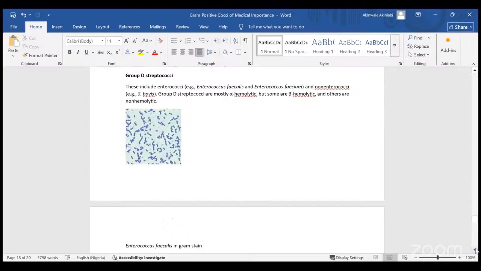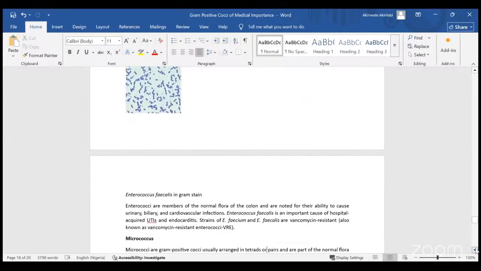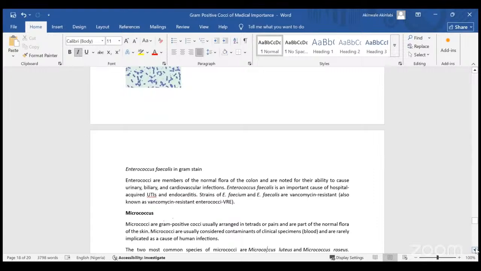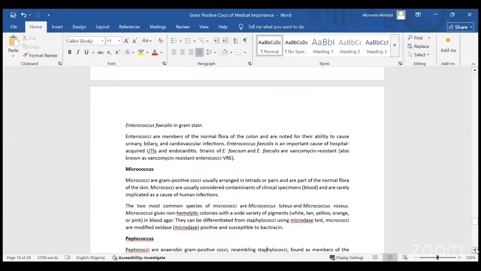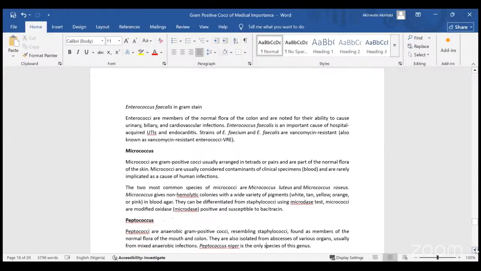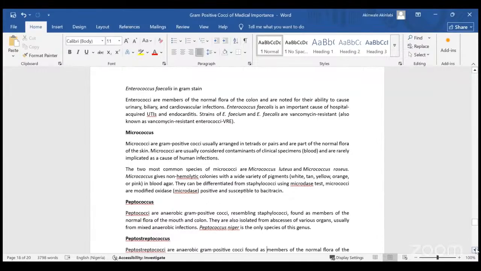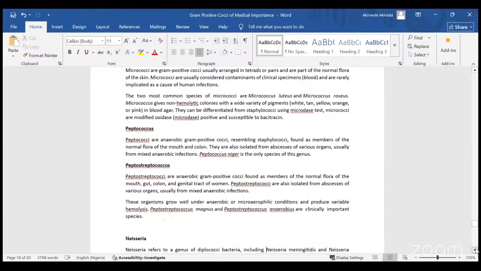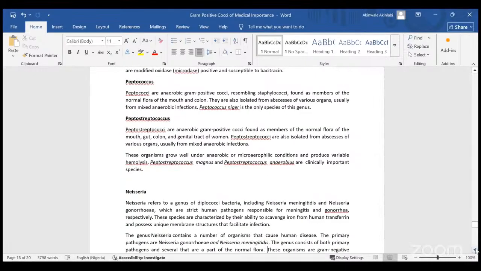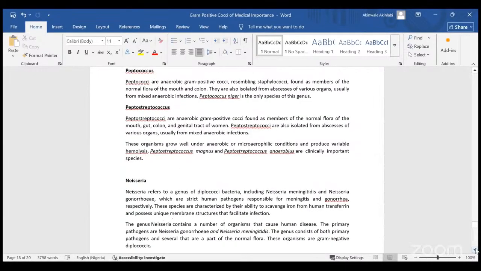So we have Micrococcus, we have Peptococcus, and we have Peptostreptococcus. These are less important. You can read up. I just put 3 or 4 lines, maximum 5 lines for them so that you have an idea.